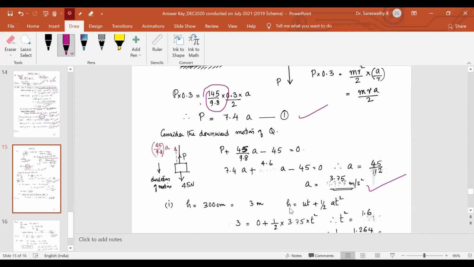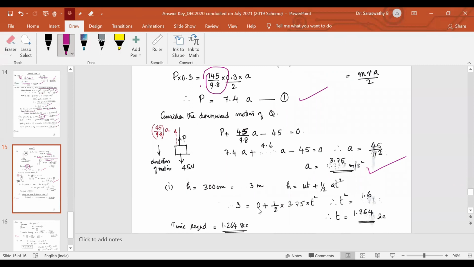You have the equation h is equal to ut plus half at square. The system starts from rest, so u is 0. The height through which it moves is 300 centimeter, which means 3 meter. Half a t square. From that we get t is equal to 1.26 seconds.